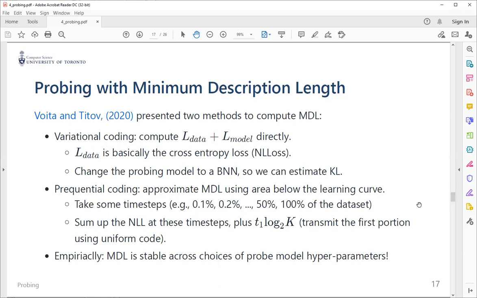And the Walter-Titov paper also offers another solution. This is to approximate the MDL using a frequential coding. The idea is like this: you specify some time steps, T1, T2, T3, all the way to like T10 or T20, depends on how many time steps you want to take. T1 is 0.1% of the data set, and T2 is 0.2%. And then the last time step is 100% of the data set.